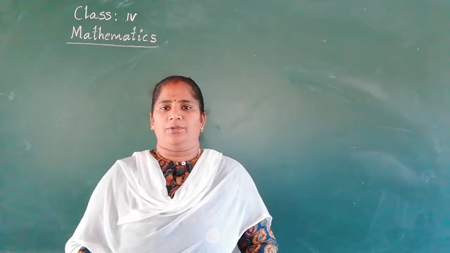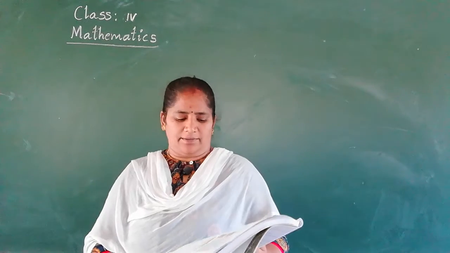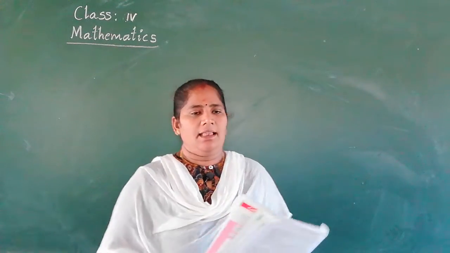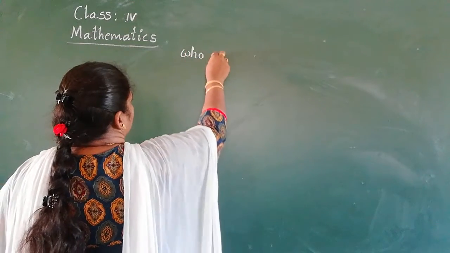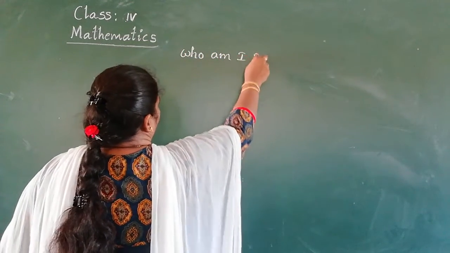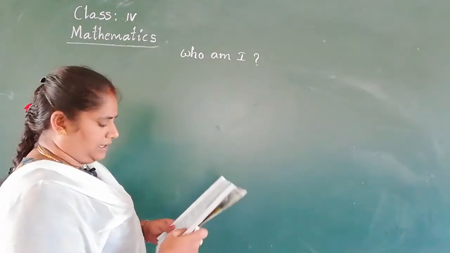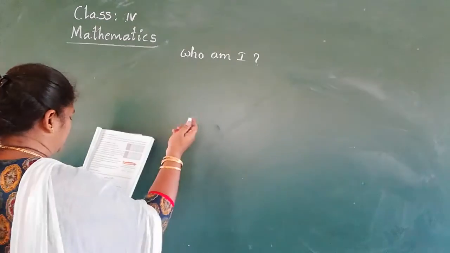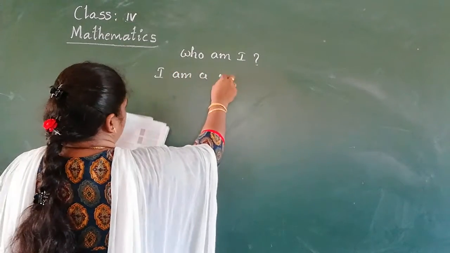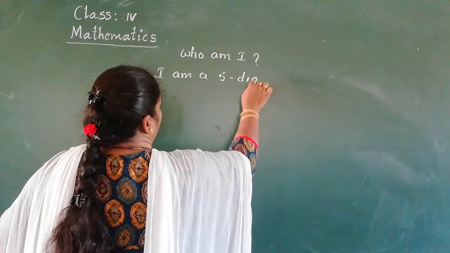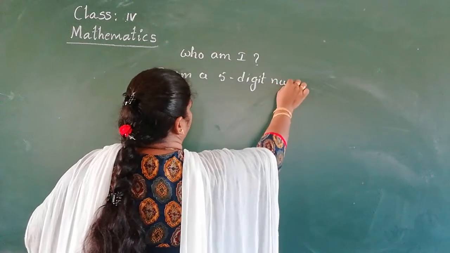Before going to that, I will explain one puzzle. Who am I? Try to give the answer to my question. I will write that puzzle here. Just find out the answer. I am a 5-digit number.